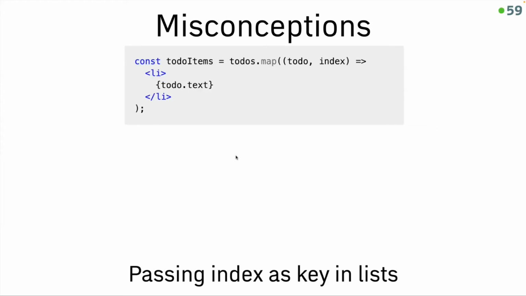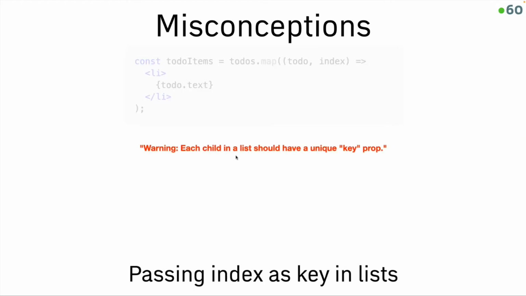And then another misconception is passing index as key in lists. I'll show you what I mean. Basically, here you assign to-do items a list that you can also use as a component, and we map over this to-do list and add a lot of these li elements to the list. And React will complain if you do it like this.